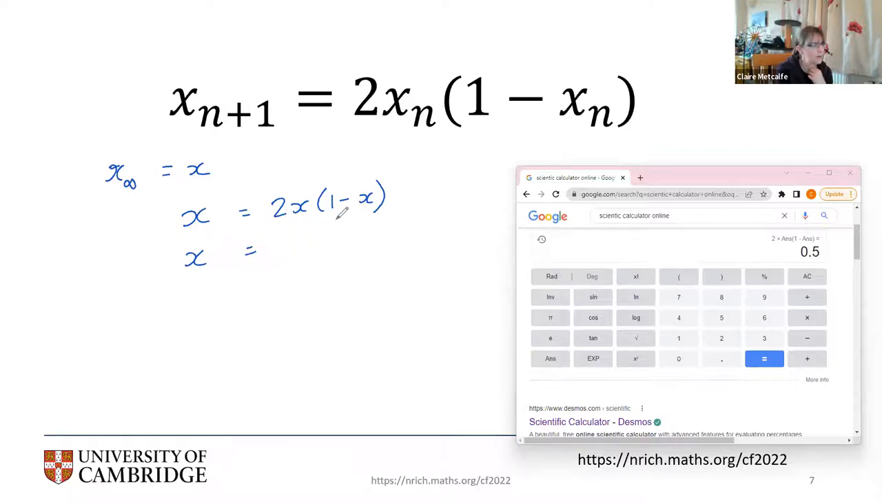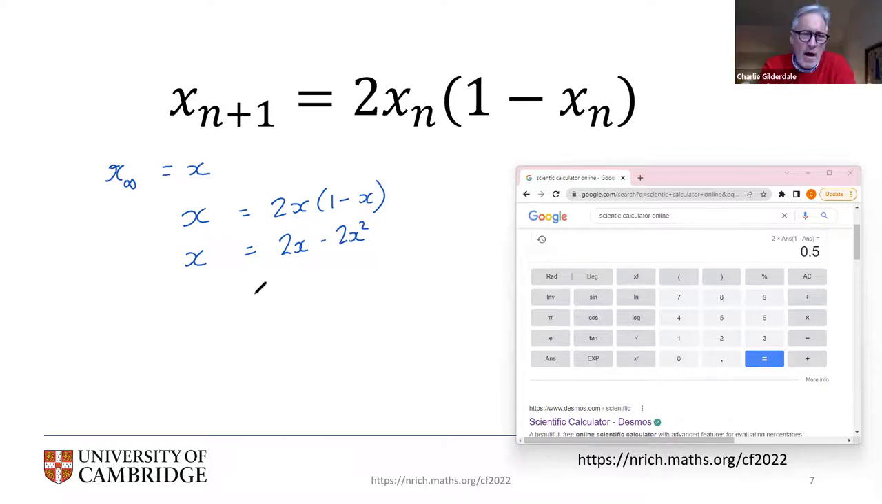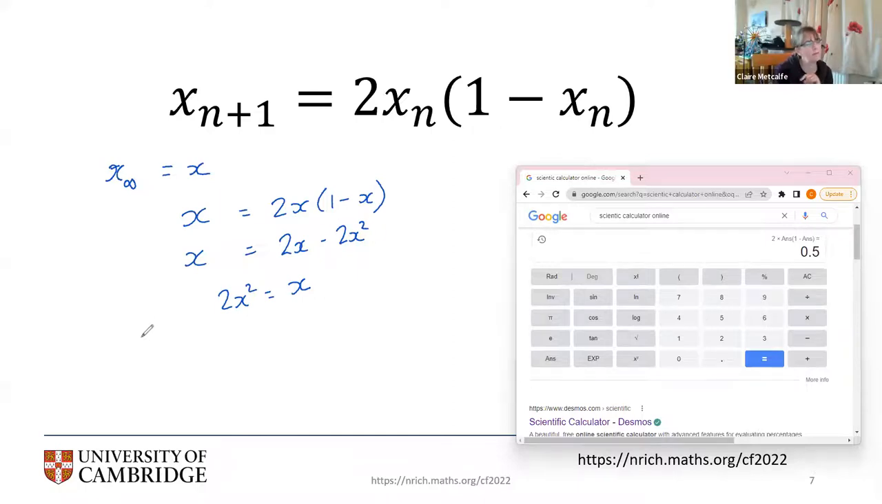So what could I do to this side? I could expand this side. Okay, so I could do 2x minus 2x squared. Yes, and then that could give me 2x squared equals x. I could divide both sides by x and I get... Well, 2x. You can only divide both sides by x if you say that x is not equal to 0.